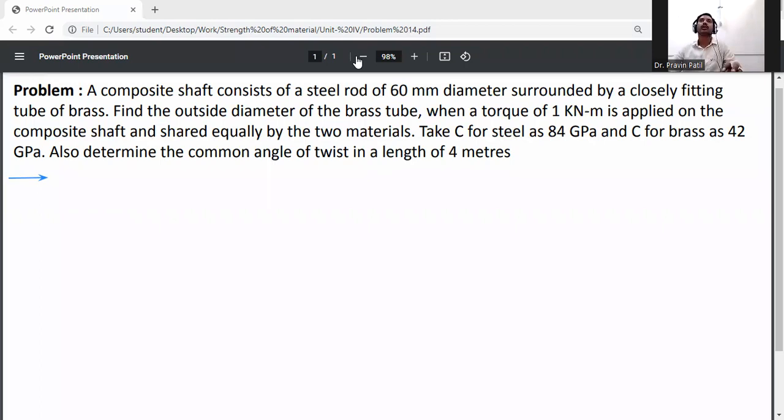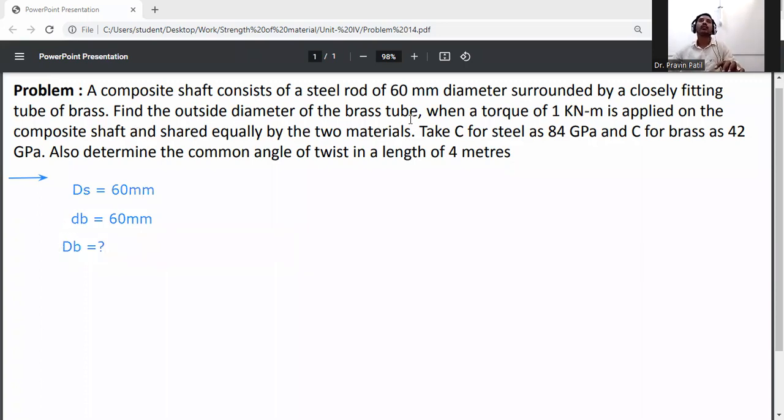Okay, so first of all, write down the given data. The diameter of steel is given, that is 60 mm. The steel rod is surrounded by a closely fitting brass tube, so the internal diameter of the brass is 60 mm. The external diameter of brass we need to calculate.